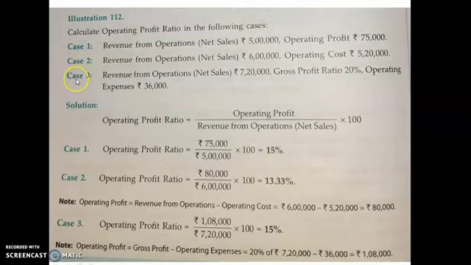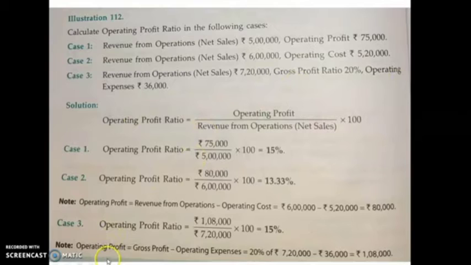Now case 3. Case 3, revenue from operation, that is net sale, is given as 7 lakh 20,000. Gross profit ratio is given to you as 20%. Operating expenses is given as 36,000. So this formula is the same. Operating profit ratio is equal to operating profit divided by revenue from operation into 100. Revenue from operation is given to you in case 3 as 7 lakh 20,000. Now what you have to find? Operating profit. So with the given information, you have to do that.